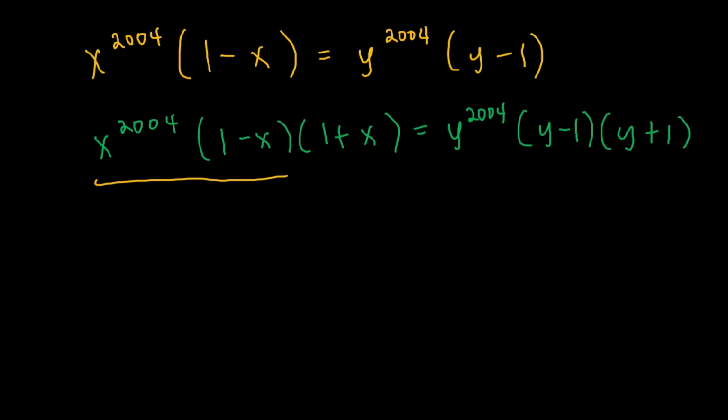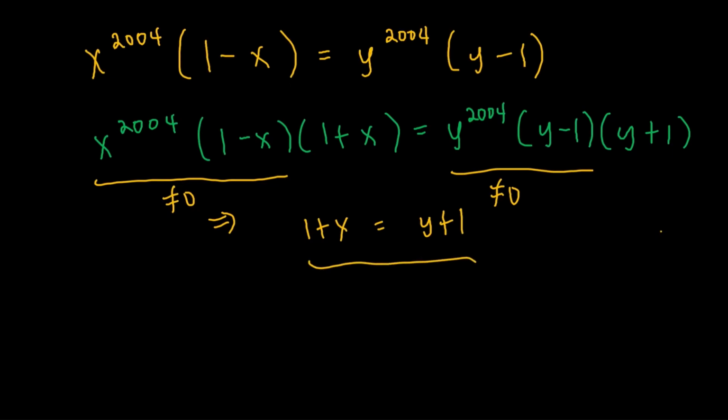Because we have this common part, that should imply that 1 plus x is equal to y plus 1. That's correct, provided that these two underlying terms are not equal to 0, because we can't divide by 0. If we make sure they're not equal to 0, then we have this relationship, and I can easily get that x equals y from there. So let's just take it case by case.